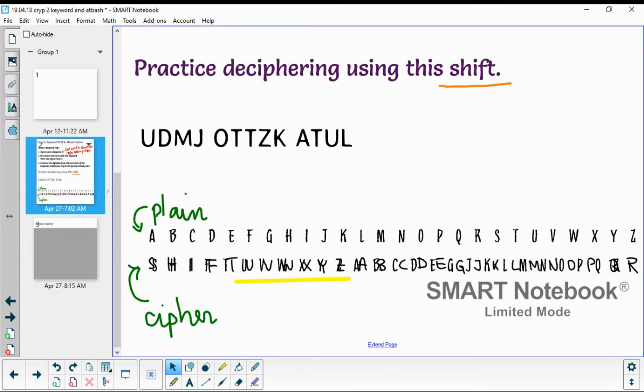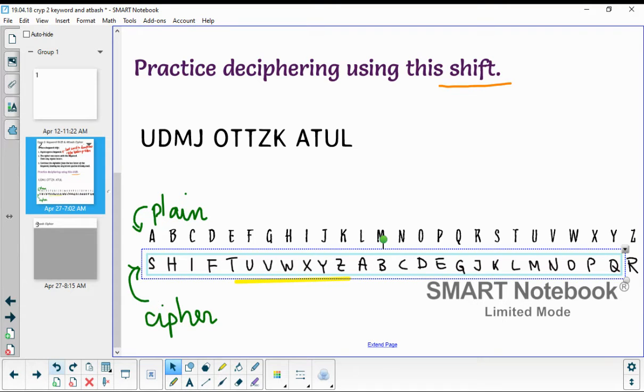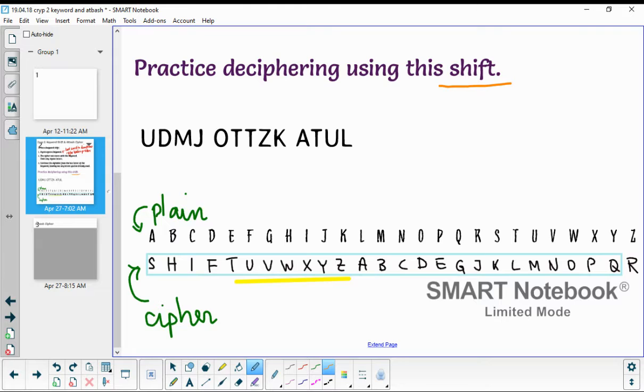Oh, no. Undo that. There you go. So now what I'm going to do is use this ciphertext from the keyword that we just used, and I'm going to see if I can decipher this message. Go ahead and do this along with me.